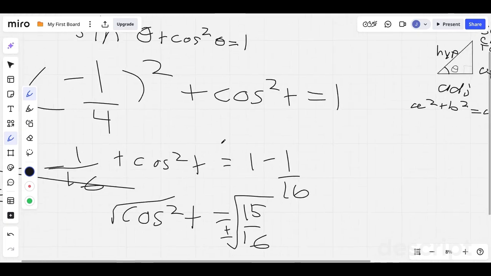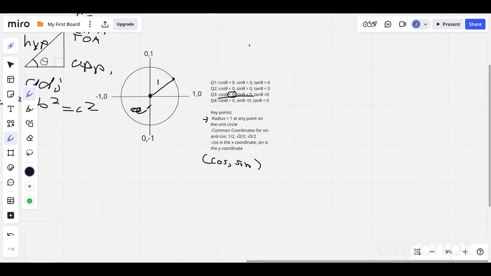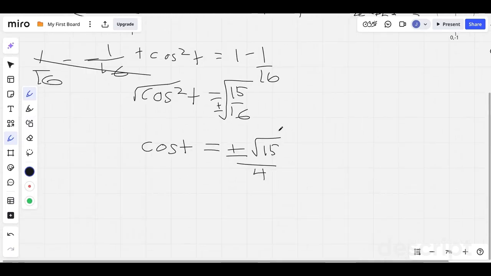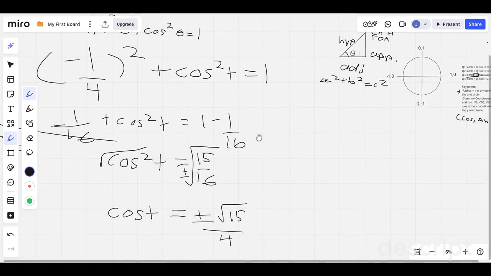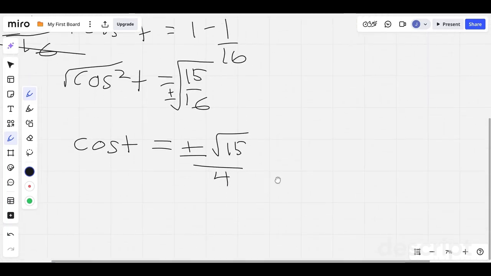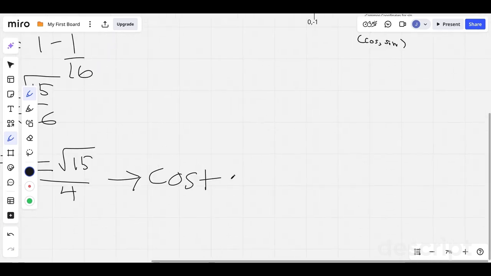Now coming back to the question, remember we talked about the importance of how the angle t is in the third quadrant down over here. Basically, since we have a plus or minus, cosine cannot be positive in this case because again, we're in the third quadrant. Cosine is only positive in the first and the fourth quadrant over there. So our final answer for cosine of angle t is going to be equal to negative square root of 15 over 4.